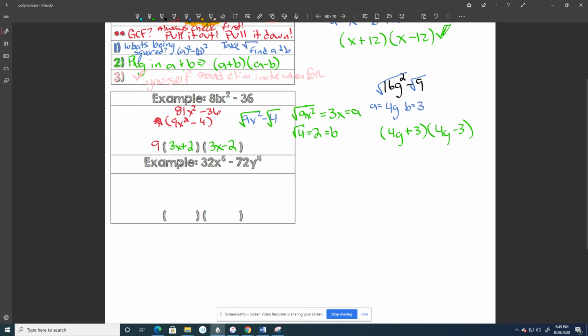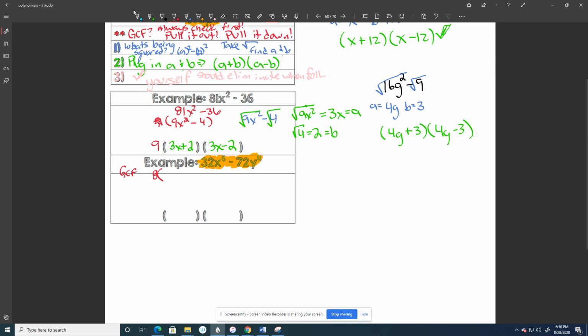What we're working on right here is this one. I've got 32x to the 6th power minus 72y to the 4th. Now, at this point, I don't really see any squares. That just looks like nonsense. So the first thing I'm going to do, greatest common factor. So what goes into 32 and 72? 2 does, 4 does, 16 goes into 32. I don't think it goes into 72, but 8 works. So 8 goes into both of these.